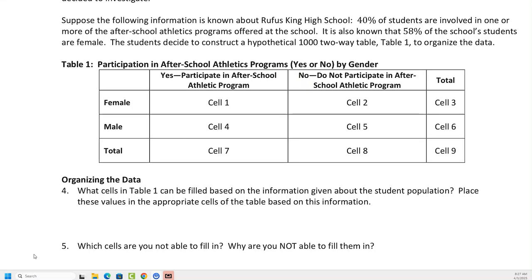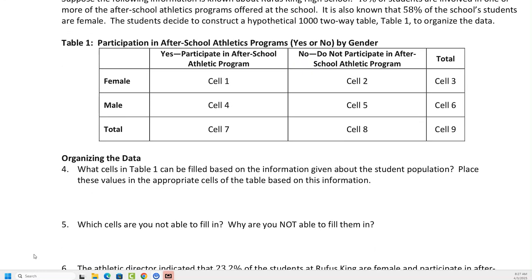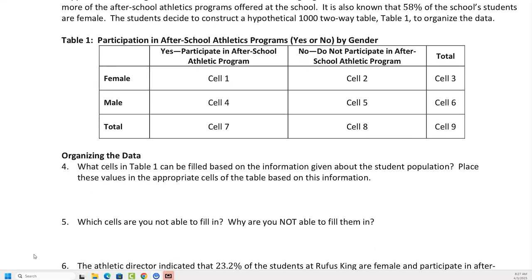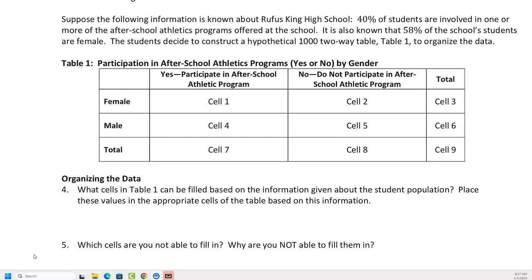So let's take a look here at organizing data. It says, what cells in table 1 can be filled in based on the information given about the student population? Place these values in the appropriate cells of the table based on this information. Well, I'm just going to work on this top one here for a second, but the other one down below we're going to fill in.